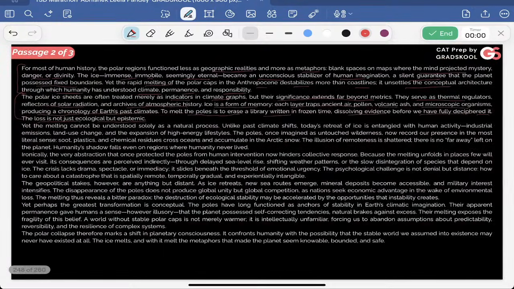Cool. Next, yet the melting cannot be understood solely as a natural process. Unlike past climate shifts, today's retreat of ice is entangled with human activity, industrial emissions, land use change, and the expansion of high energy lifestyles. The poles, once imagined as untouched wilderness, now record a human presence in the most literal sense. Soot, plastics, and chemical residues cross oceans and accumulate in the Arctic snow. The illusion of remoteness is shattered. There is no faraway left on the planet. Humanity's shadow falls even on regions where humanity never lived. Such a nice statement. Okay.